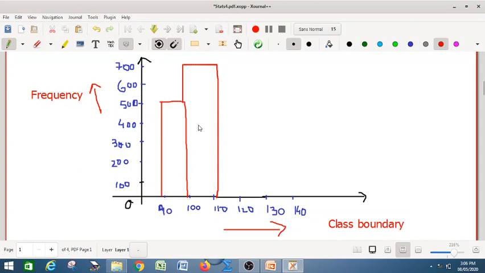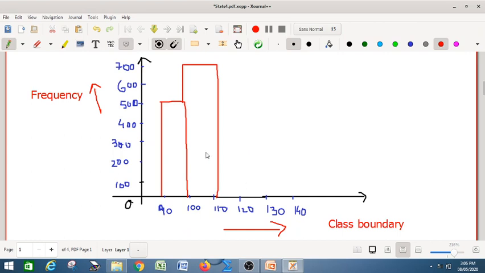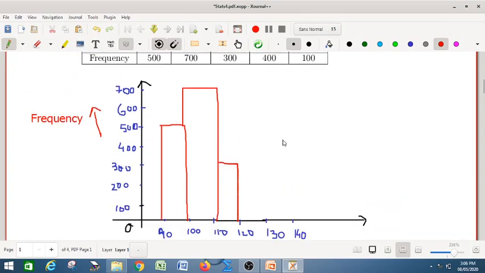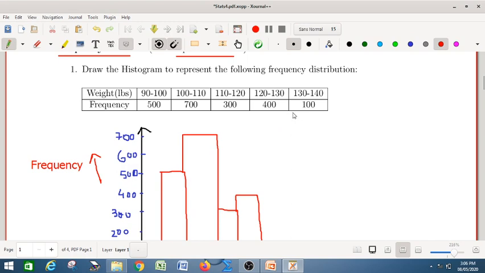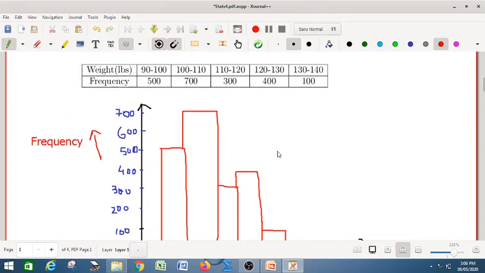This is of equal width, maybe some error in drawing. The next one is 300, of equal width, and the next one is 400. We are drawing adjoining rectangles, and the last one is 130 to 140 with frequency 100. This is how we draw the adjoining rectangles. The area of each rectangle is proportional to the frequency of the corresponding class.